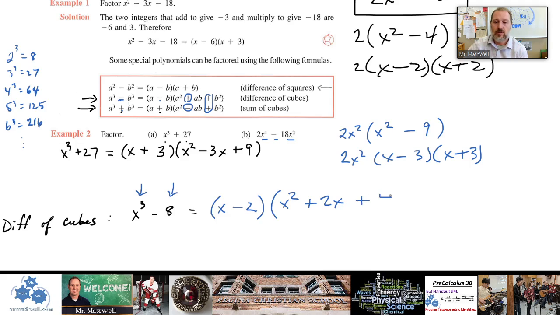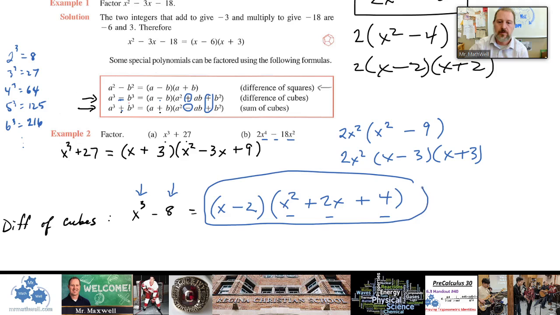2 squared is 4. Okay, and notice this trinomial can't be factored. There are no two integers that multiply to 4 and add to 2. 4 and 1, and 2 and 2, don't add to 2, so this can't be factored. You're done. Fully factored. Any questions?